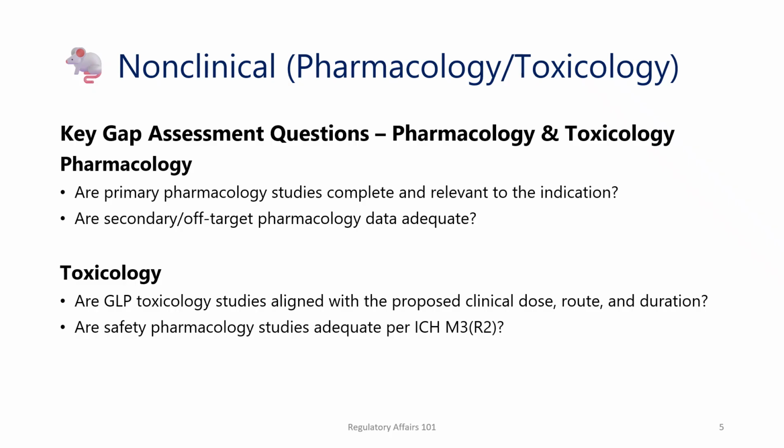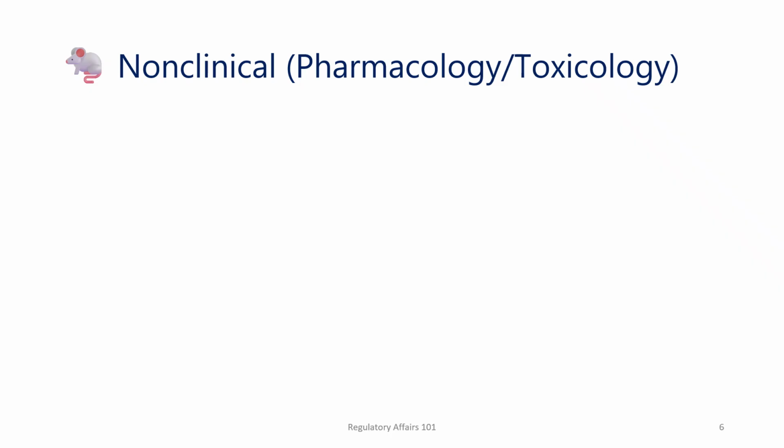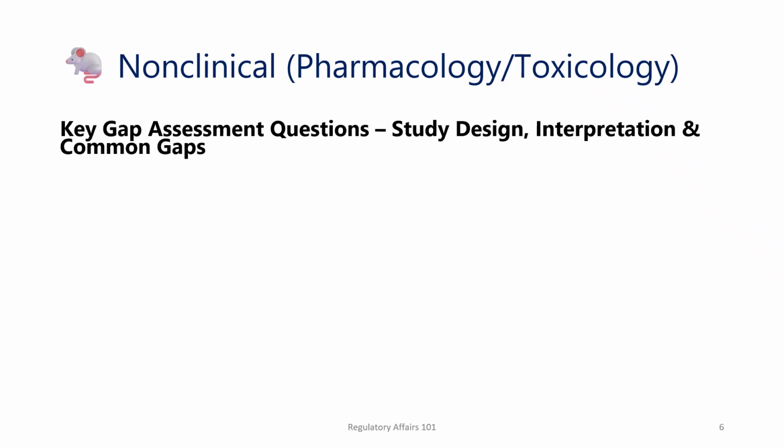Safety pharmacology should meet ICH M3R2 expectations, and reproductive or genotoxicity studies should be included when appropriate for the development stage. Next, evaluate study design and interpretation.